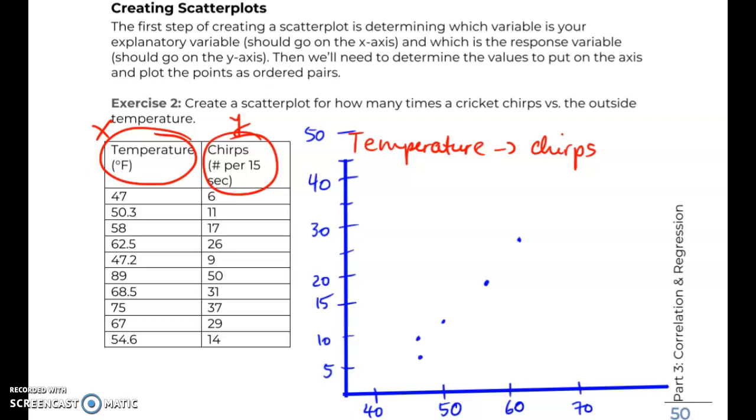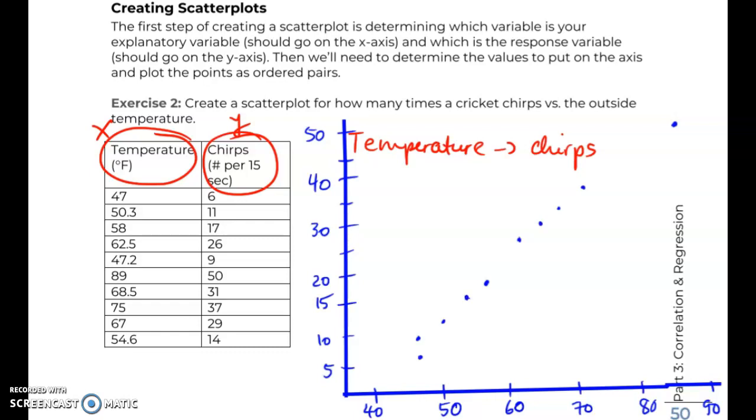So right over here, 89 and 50. Okay, so let me add this a little bit here. Here's 80, 90, 89, and 50. So that's our value. That's way over here, but it still nicely follows that trend. 68.5 and 31. All right, just a few more values. 75, 37. Then we have 67, 29. And the last value, 54.6 and 14.